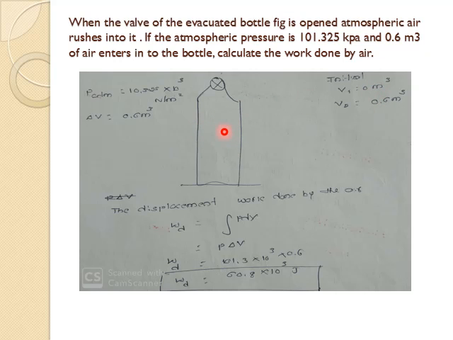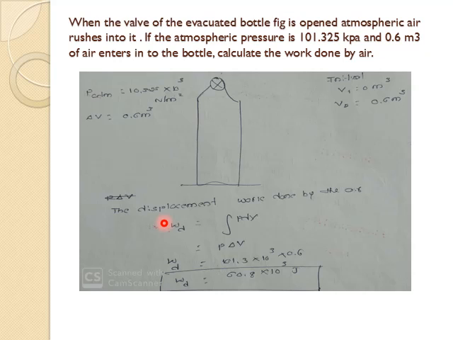Because it is evacuated, we can easily tell that there are no air particles inside the bottle. That is why the initial volume of the air is 0 meter cube, and the final volume V2 is 0.6 meter cube, because once the valve is opened, 0.6 meter cube of air enters into the bottle. That is why V2, the final volume, is 0.6 meter cube.